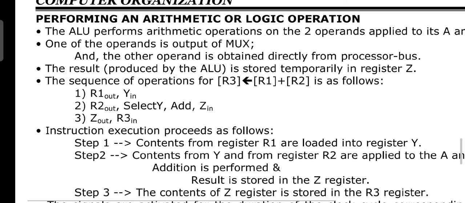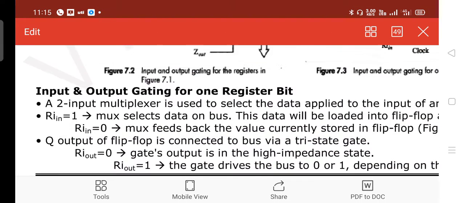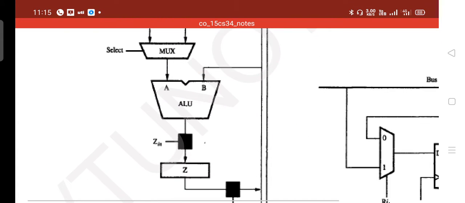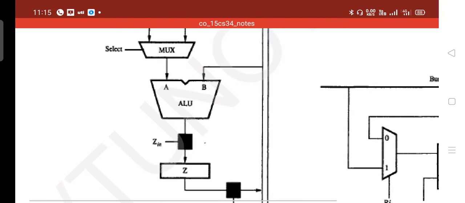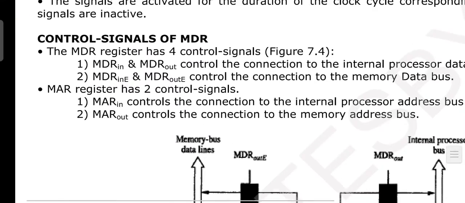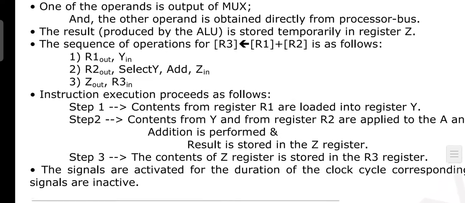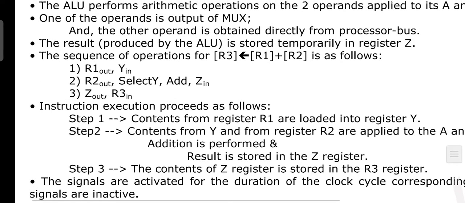Okay, the result produced by the ALU is temporarily stored in register Z. If you see the diagram again, you will come to know. See, result from ALU will be transferred onto Z. Right? The sequence of operations. Let us see a small example. This is the register transfer notation, which from module 1 we have been discussing. Recall the module 1 concept, register transfer notation.